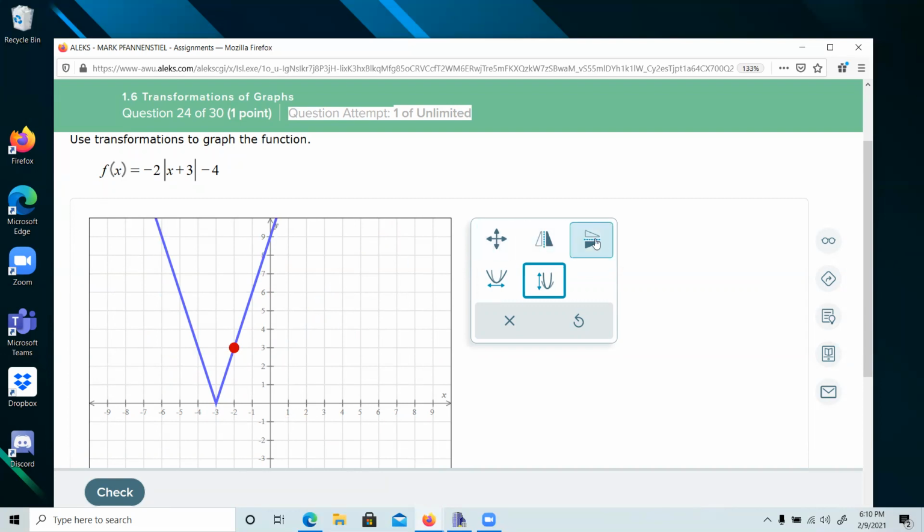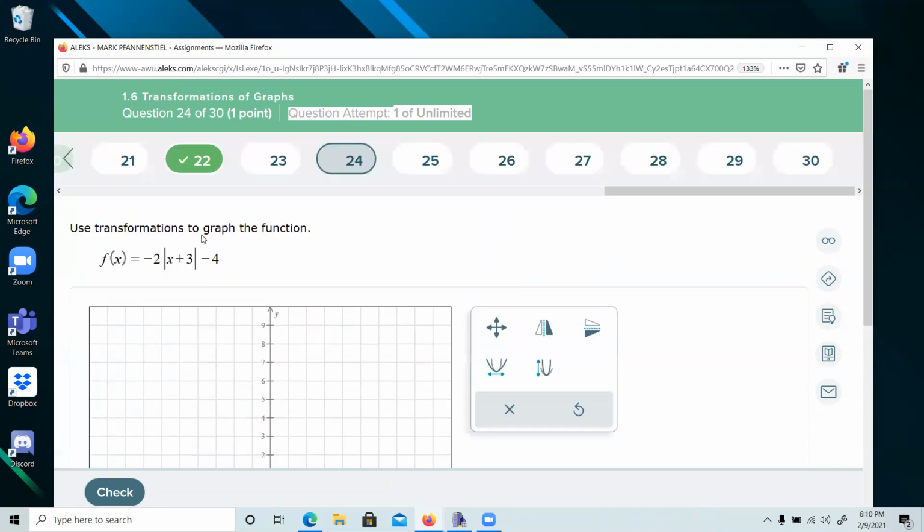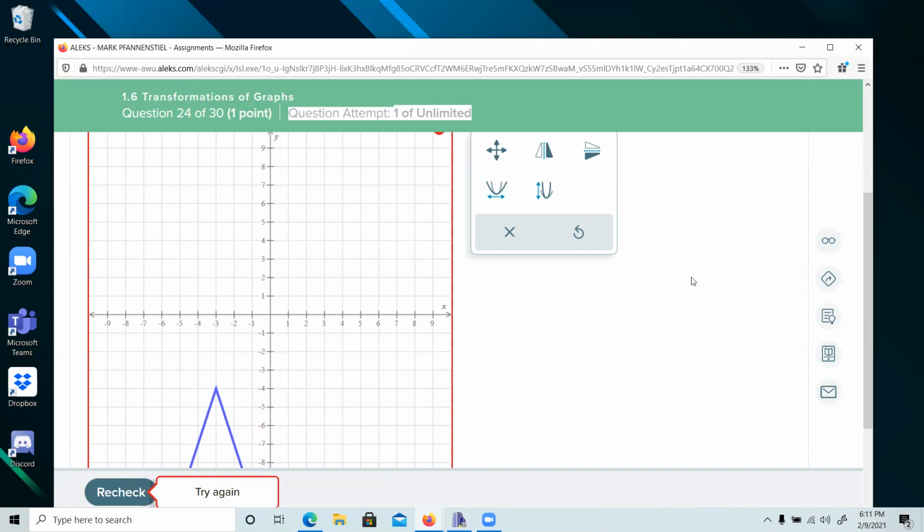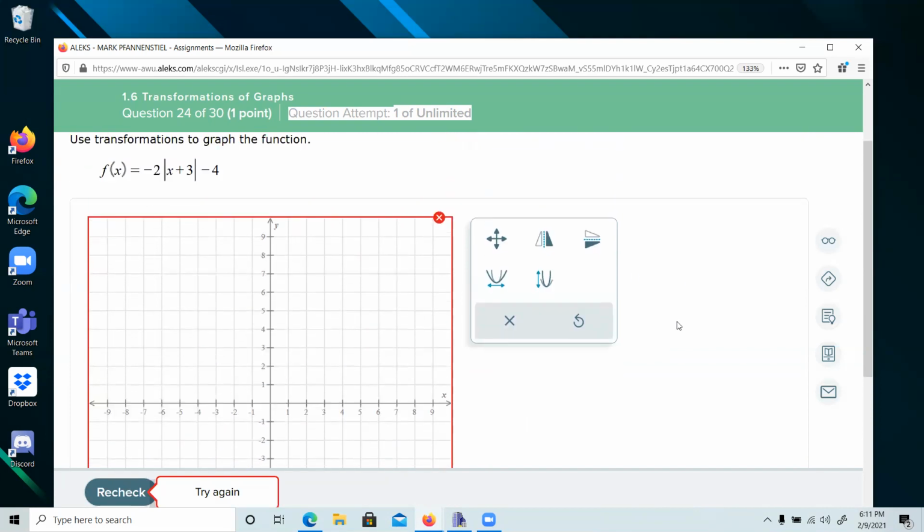And then we need to deal with that negative. So I've dealt with the 3, I've dealt with the 2, I've dealt with the negative, just the way they said in the previous problem. And then we're going to get -4. All right, and that's going to be it. Oh, it didn't like that. What did I do?